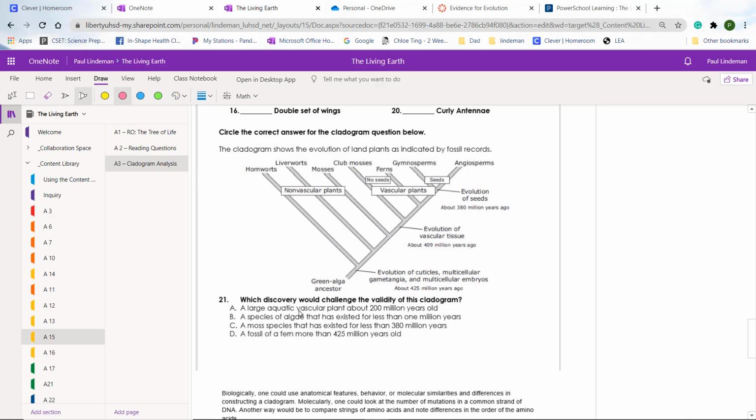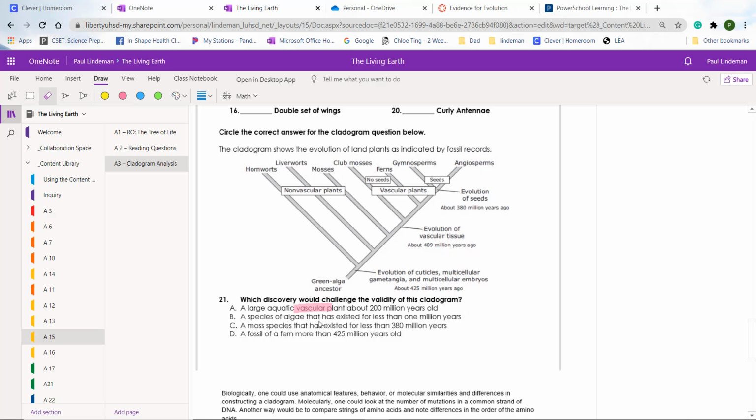So for a large aquatic plant to come 200 million years ago, well, vascular, let me get my highlighter here. We have the word vascular here, and we have vascular here. And this vascular was 409 million years ago. So for a plant to come 200 million years ago, that would mean it would be somewhere back in here, and that would not be unusual. They've already evolved. They were already on the scene. So something that came 200 million years ago would not be unusual at all. That would not be a new discovery.